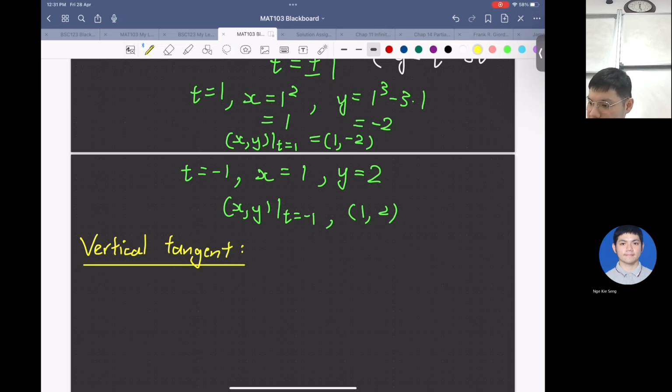So how about vertical tangent? dy/dx goes to infinity. Okay, good. But we need something computable, right? We still need something computable. What else can you say? So dy/dx actually goes to infinity. Can everyone see why dy/dx goes to infinity?